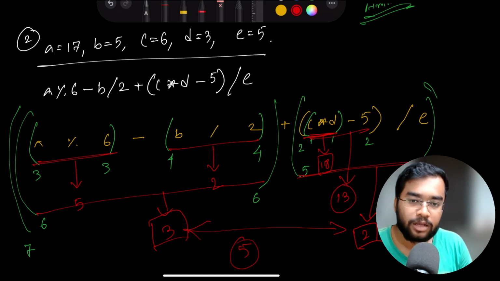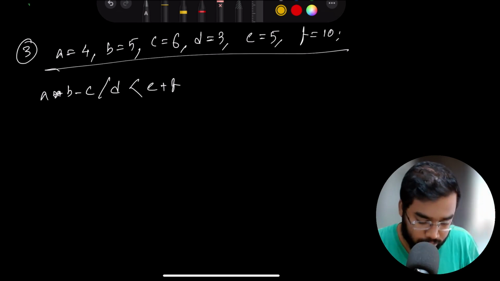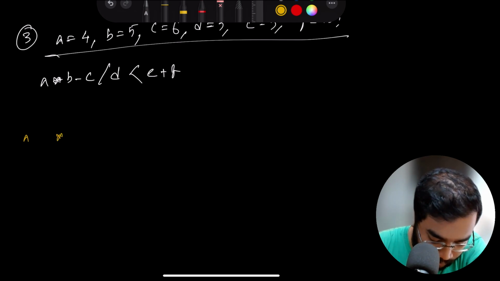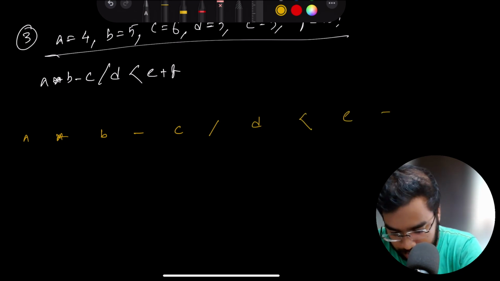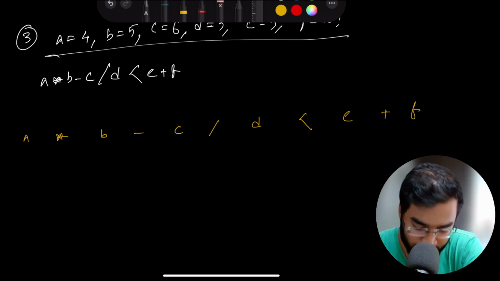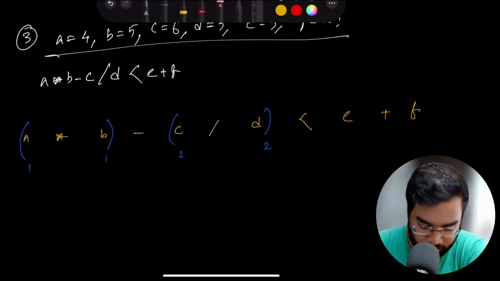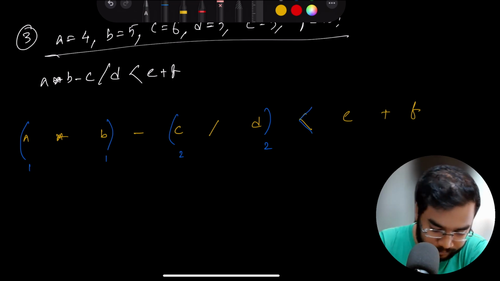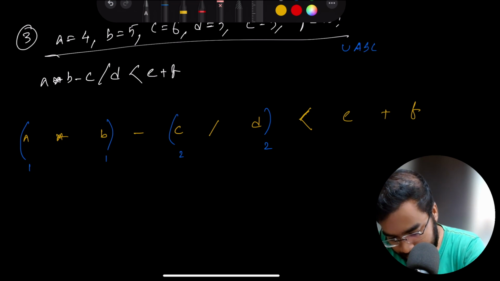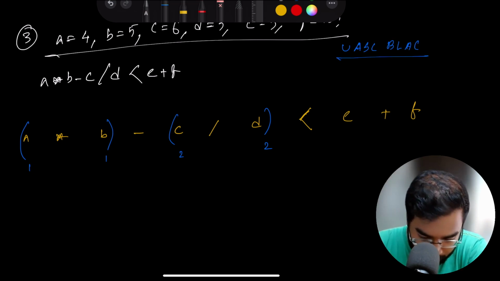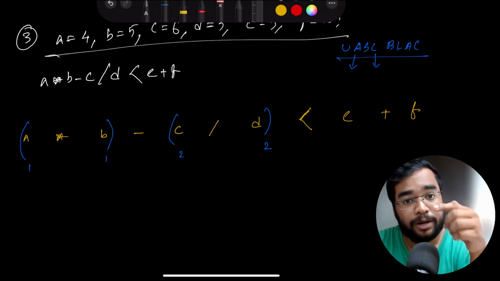So in this way we can solve. Now let's take another example. So here is another example, and let's write it here. A asterisk B minus C divided by D less than E plus F. Obviously asterisk would be the first one, then divide would be the second one, and then here there is a relational operator also, by the way. So we need to be very careful. What was the formula? U A S C B L A C, isn't it? Here A is arithmetic operator, C is comparison operator. So after all the arithmetic operators, the comparison operator would be evaluated.